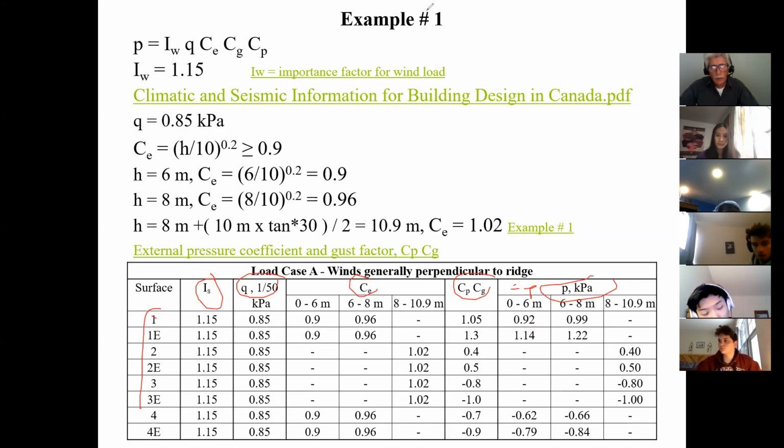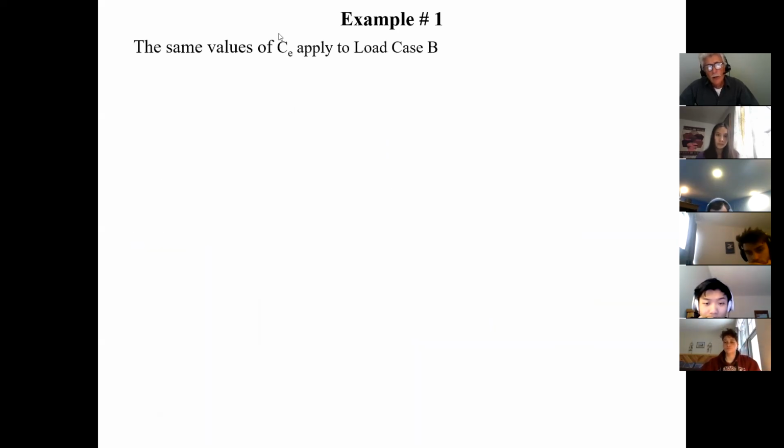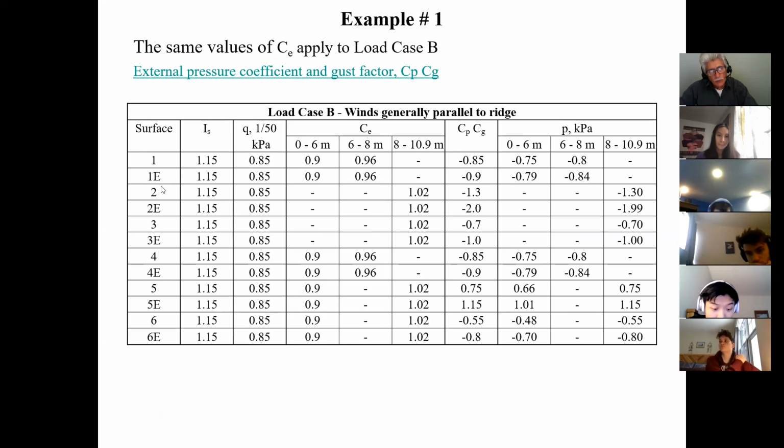Now that I've done my table in one direction, what do I do? I do exactly the same thing. This is for load case number A. Now, for load case number P, those CE values are exactly the same. In other words, from 0 to 6 meters, 0.9, from 6 to 8 meters, 0.96, and then higher up is 1.02. So the CE values are exactly the same values. I don't have to recalculate those. The only difference is now I got more surfaces. I got surface 1, 1E, 2, 2E, 3, 3E, 4, 4E, 5, 5E, 6, 6E.